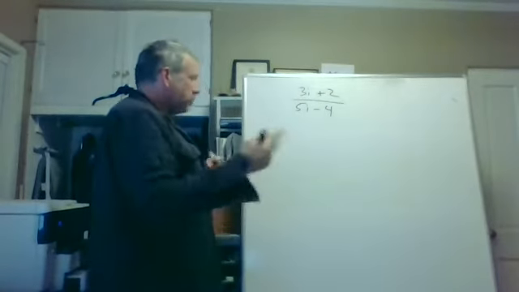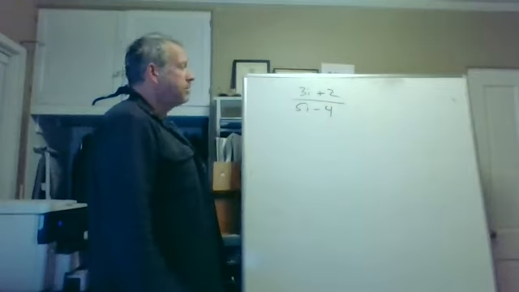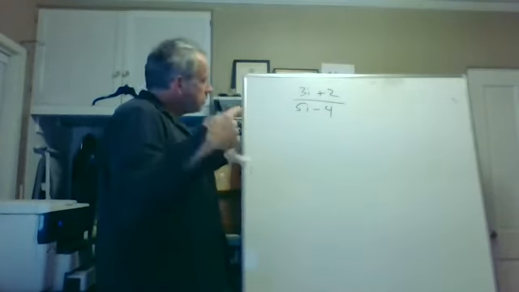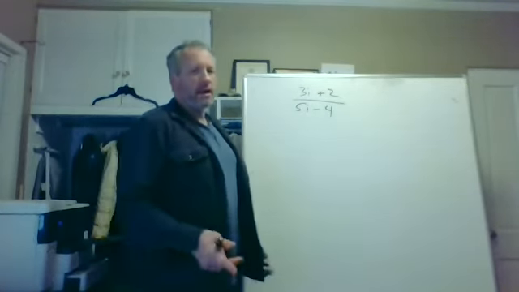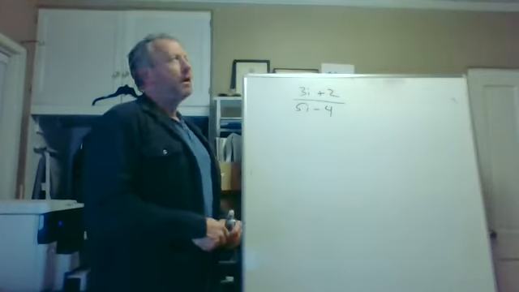How does one do this? Or, how do you go about doing this? Well, let me just show you. What we're going to do is multiply top and bottom by the conjugate of the denominator.